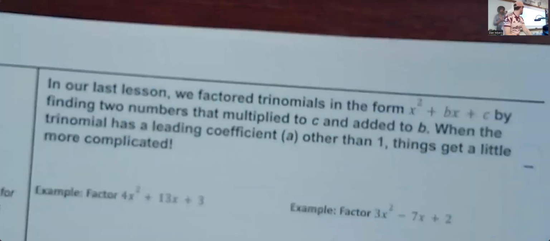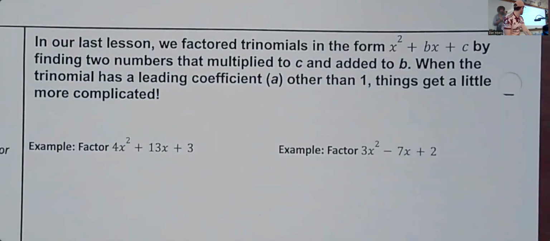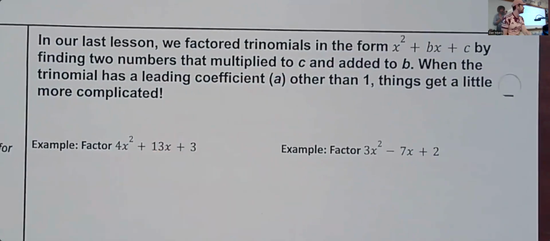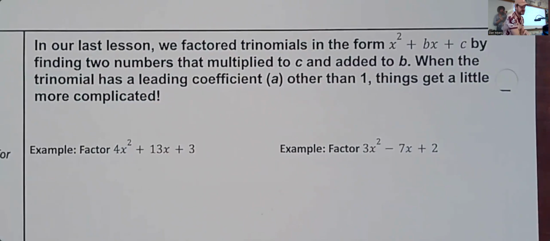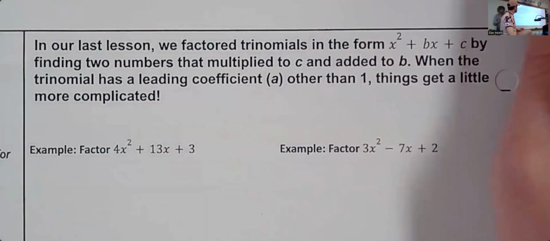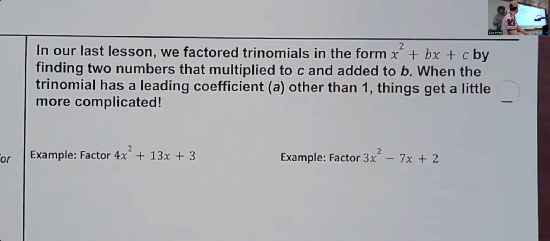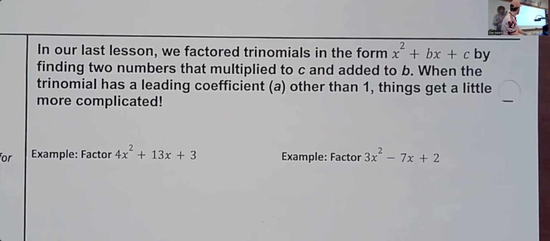Okay, flip it over. So last part has to do with what happens when you don't have a greatest common factor and yet you still have a number in front of x squared. So some other value for a other than 1. So in the last lesson, we factored trinomials with the form x squared plus bx plus c by finding two numbers that multiply to c and add to b. When the trinomial has a leading coefficient of a other than 1, things get a little bit more complicated. Honestly, not that much more complicated.